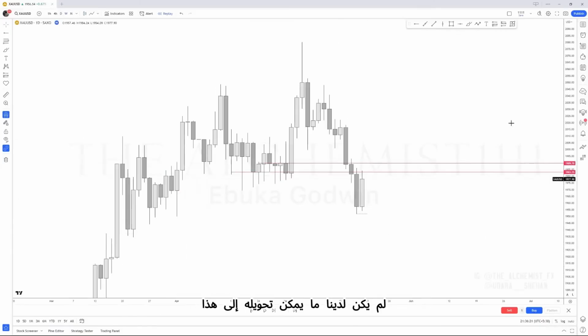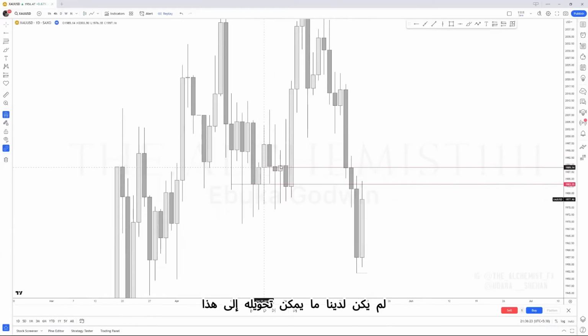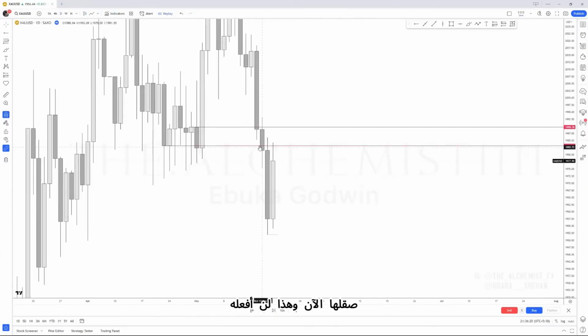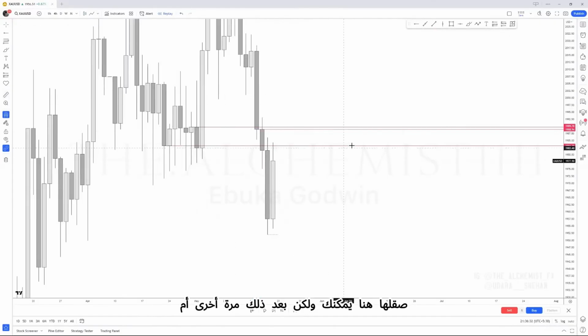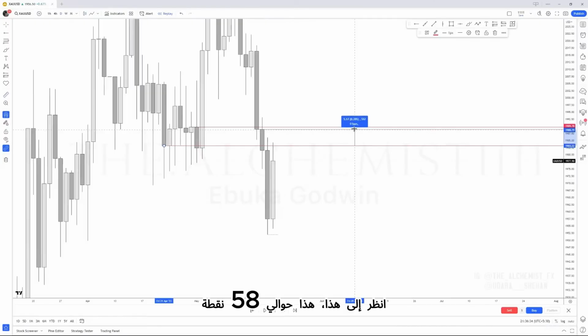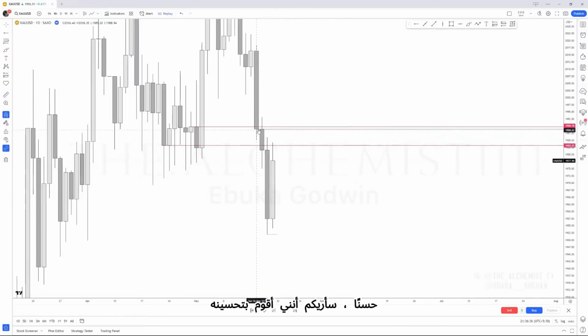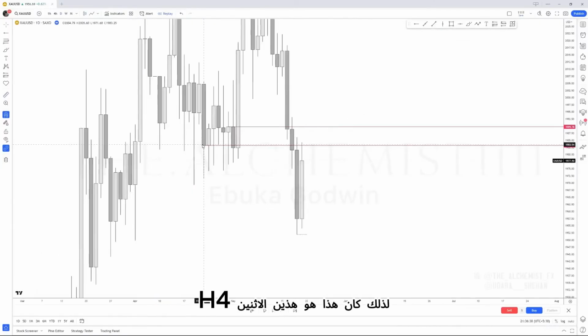Now on the daily, of course, we had nothing to refine this into. This was this, and this was here. Nothing to refine it into. Now this, I'm not going to refine it here. You can, but then again, look at this. This is around 58 pips away. Okay, I'll show you. I refine it to the H4. So these two were your original weekly levels.